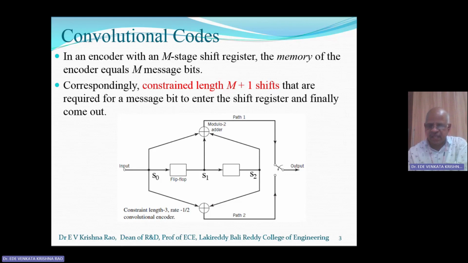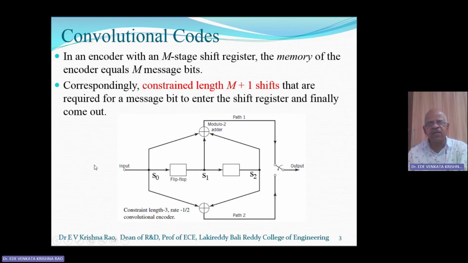In this case, for the convolutional code, a two-stage shift register is there. For example, an M-stage shift register, M equal to 2, with two flip-flops. The constraint length is M plus 1. The nodes S0, S1, S2 are taken, and there are two modulo outputs. For every 1 bit at the input, it generates two code outputs.